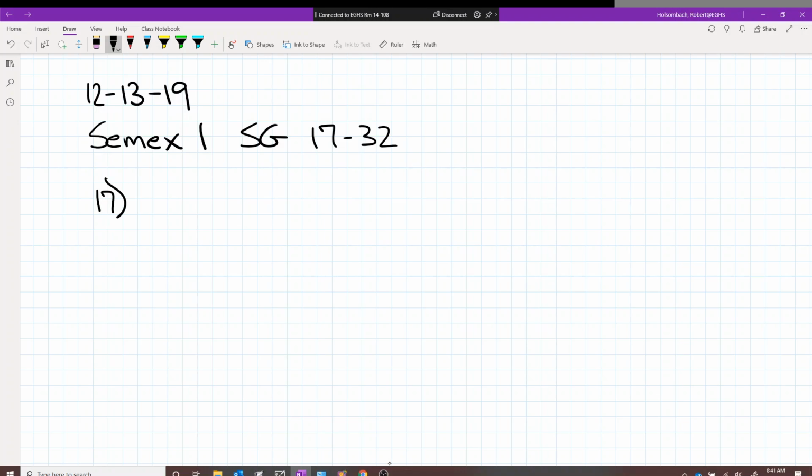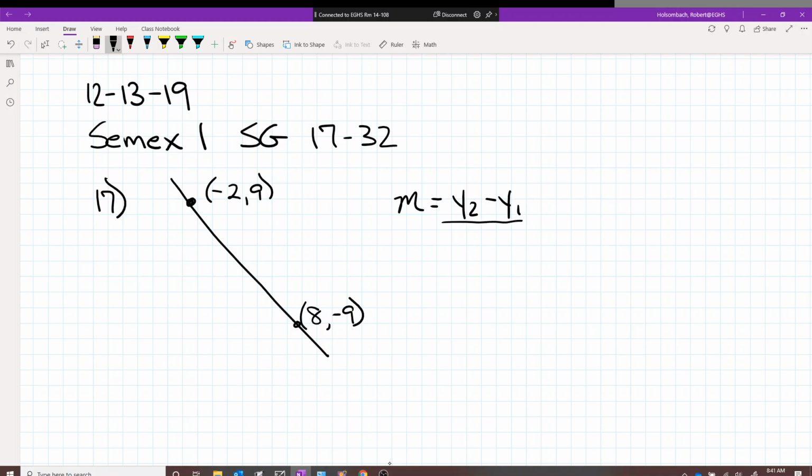In problem number 17, you're asked to find the slope of a line. The line has the points (-2, 9) and (8, -9). Alright, slope is rise over run. So the formula for slope is your y sub 2 minus your y sub 1 divided by your x sub 2 minus your x sub 1. Alright, here's your x1 and your y1, x2 and y2.